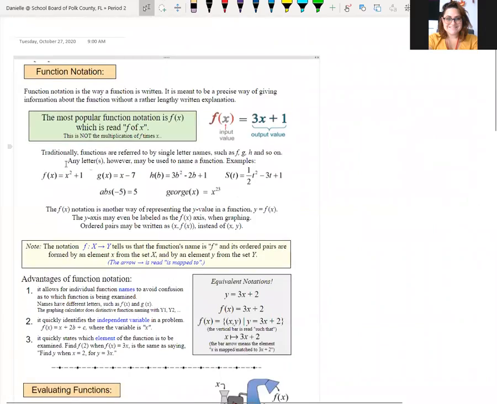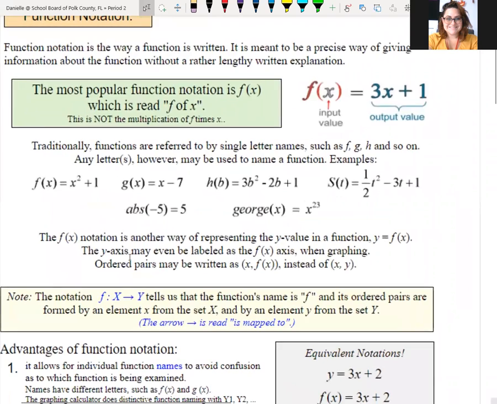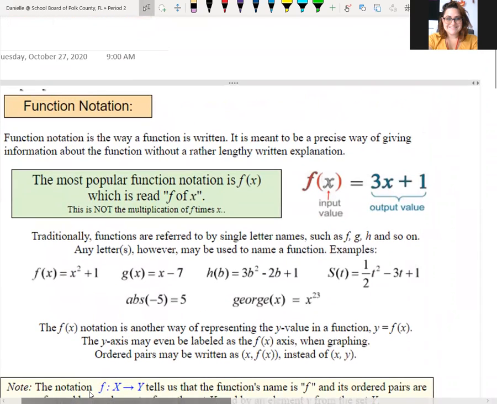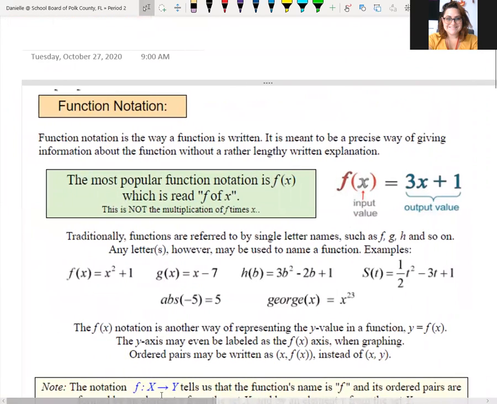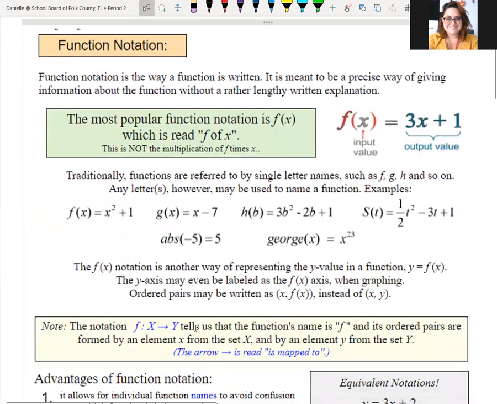All right, so we're going to go ahead and start talking about the next lesson. You did get some of this in the previous video notes, but we're going to review it because I know it can be confusing. So we need to talk about function notation. Function notation is the way a function is written. It is meant to be a precise way of giving information about the function without a rather lengthy explanation.